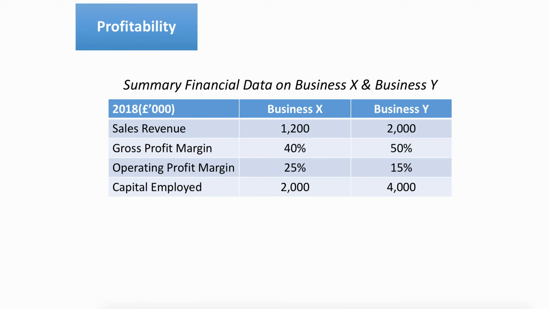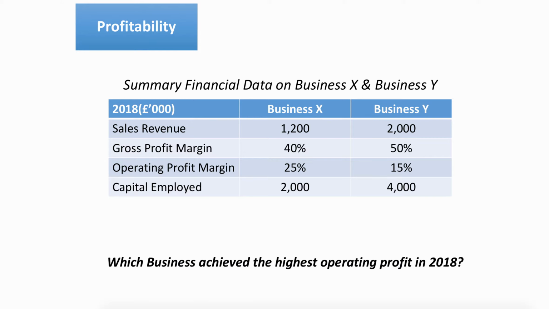Okay, that's the gross profit margin. Here's another table, this time with some data for two businesses, businesses X and Y. We're given the sales revenue and the gross profit margin, the operating profit margin. Your task is firstly to calculate which business had the highest operating profit in 2018 based on that data. So pause the video and work out the operating profit.